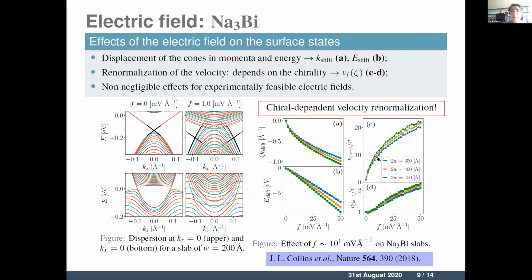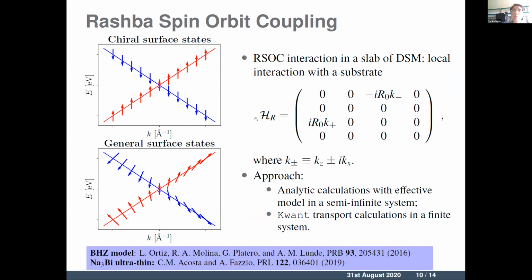As you can see in the C and D panels, the renormalized velocity is more than 10 times the initial value for the positive chirality, while for the negative one, it only doubles. The renormalization of the velocity will have a direct impact on the electronic transport properties through the surface states of the thin films. In the case of sodium bismuthide, due to the chiral dependence, we envision the possibility of application to chiral electronic devices.